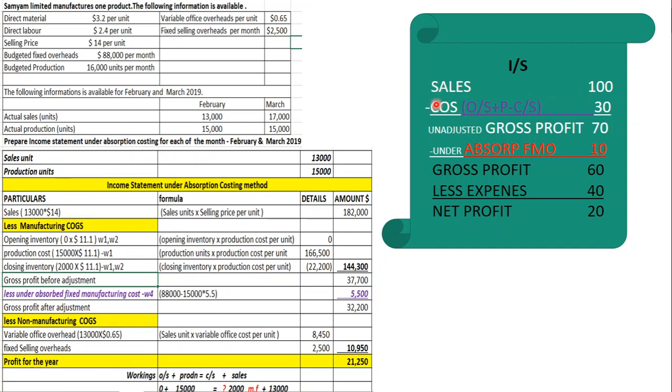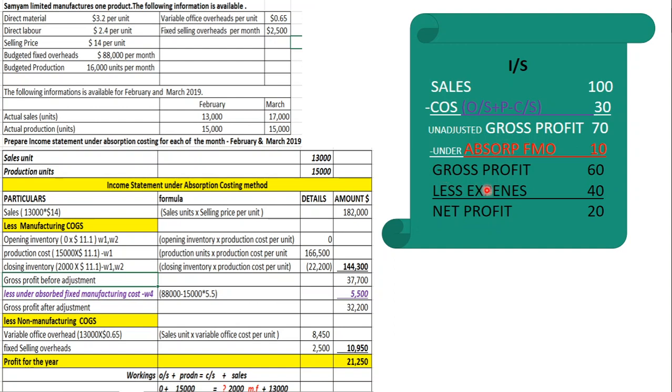sales, and then when you deduct cost of sales you get an unadjusted gross profit, or you can simply say gross profit. Now why I'm saying unadjusted gross profit is because in this question you might have to deduct under absorption of fixed manufacturing overhead. So if there is such data, you will have to deduct it and you get the real gross profit. So when there is no such heading, you can say this 70 is the gross profit itself.